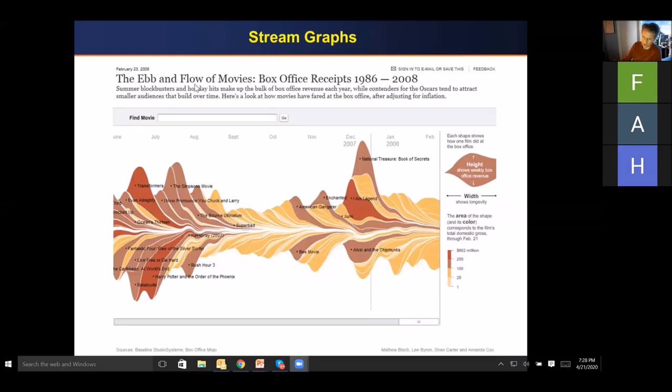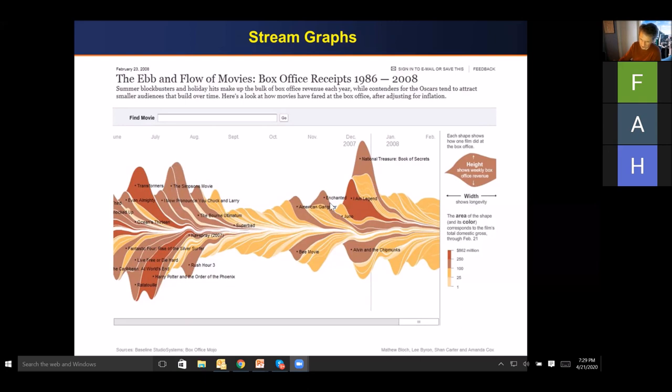Okay, this is the ebb and flow of movie box office receipts from 86 to 2008, but similar phenomena happen now too. So this really shows you the summer blockbusters and the holiday hits. So this is time, and this is how much revenue each movie makes. Okay, these are different movies: American Gangster, Alvin and the Chipmunks, Bee Movie, Rush Hour 3. So these were all movies, and it shows you how much money they made at a particular instant of time, right? A particular day or two.